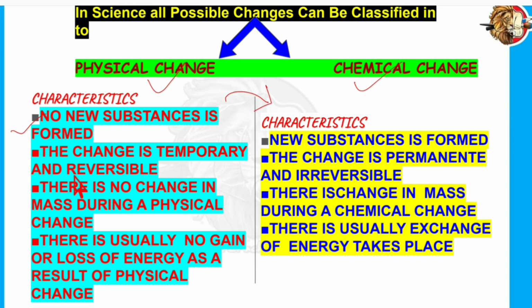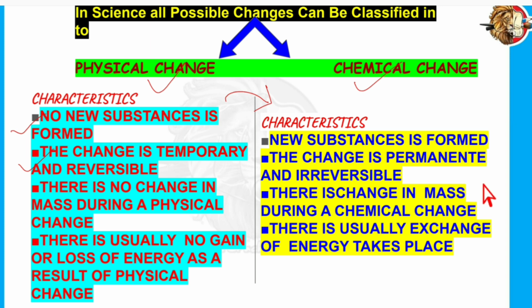Next, the change is temporary and reversible. In a physical change, the change is temporary. In a certain time it changes the state of matter, but it can obviously be reversed. But in chemical changes, the change is permanent and irreversible. The third point is that there is no change in mass during a physical change, meaning the total mass before the change equals the mass after the change. But in chemical changes, the mass may change.